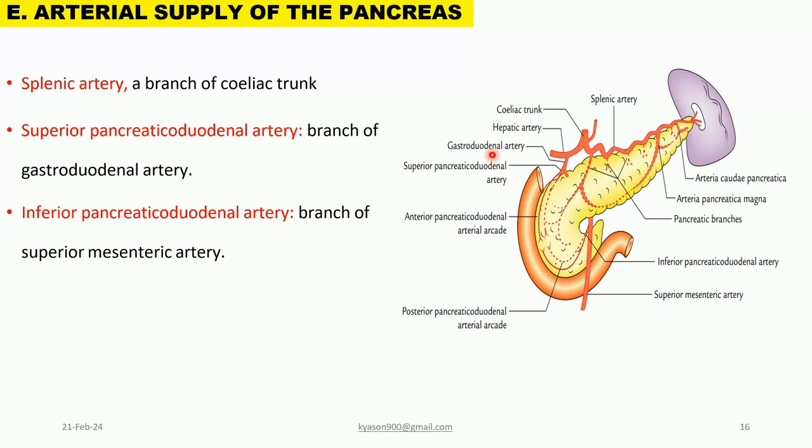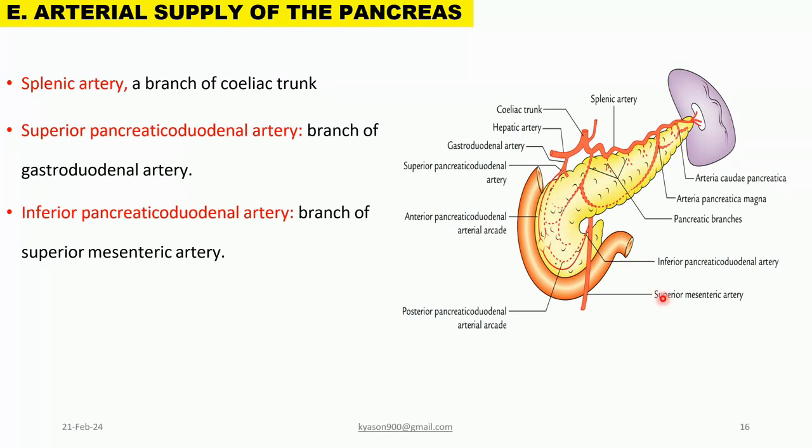Then, of course, you can say gastroduodenal. It's going to have what we call the superior pancreaticoduodenal artery that will divide into branches that are anterior and then posterior to supply blood to the upper part of the head of the pancreas.